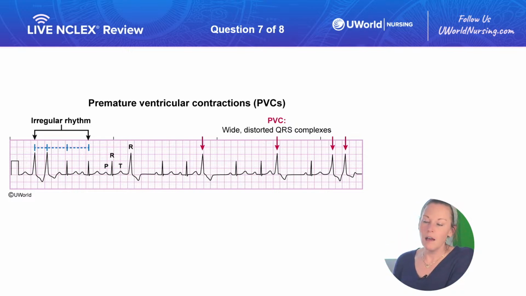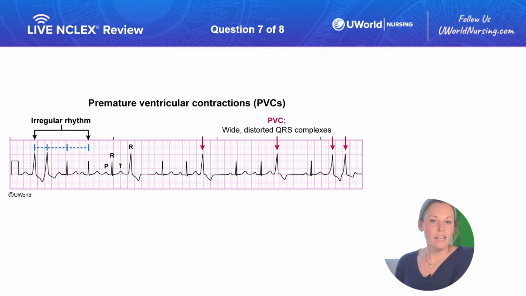A note about PVCs, so 1 PVC is not a big deal, but we need to monitor if our client is getting more than 1 PVC, if they're happening more frequently, if we have 3 or more. PVCs are the kind of precursor to VTach. VTach we know is the precursor to VFib. VFib we know is a lethal dysrhythmia, so we need to intervene.